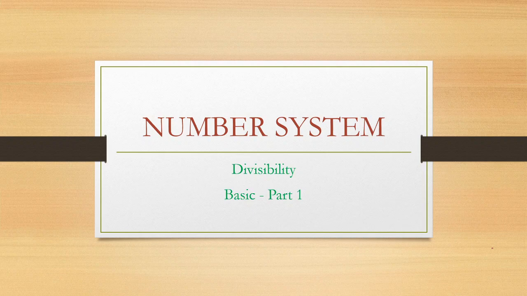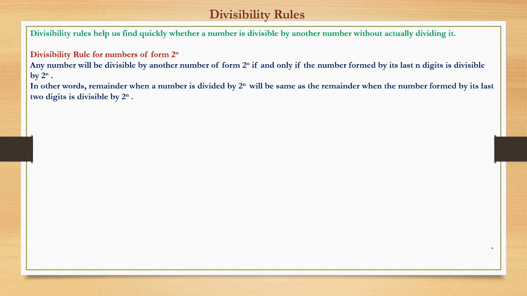Today we will be looking into concepts of divisibility test of different numbers. First we'll start with the numbers which are in the form of 2 raised to power n. Any number will be divisible by a number of the form 2 raised to power n if and only if the number formed by the last n digits is divisible by 2 raised to power n. So what does this mean?